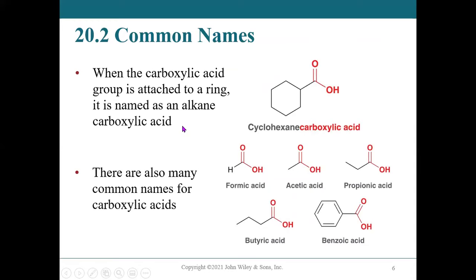When a carboxylic acid group is attached to a ring, it is named as an alkane carboxylic acid. So here, for example, this carboxylic functional group is attached to the cyclohexane. Therefore, the name will be cyclohexanecarboxylic acid. There are also many common names for the carboxylic acids: formic acid, acetic acid, propanoic acid, butyric acid, and benzoic acid.